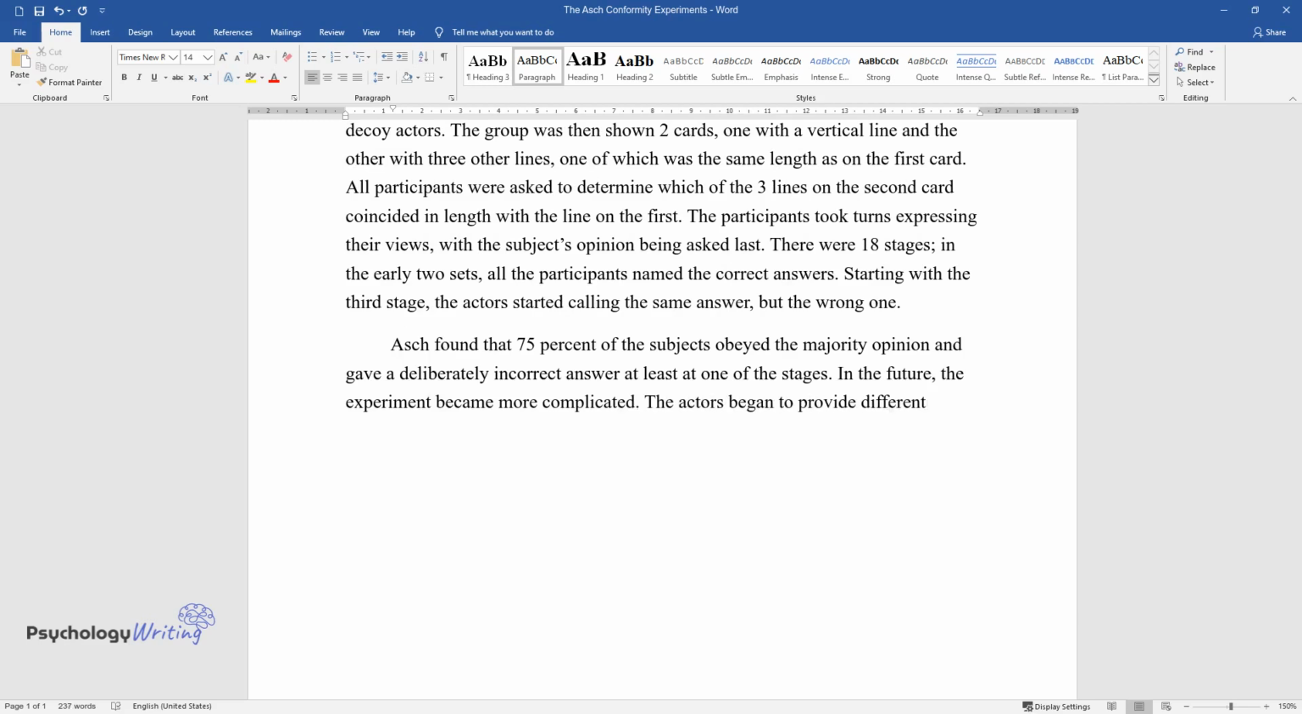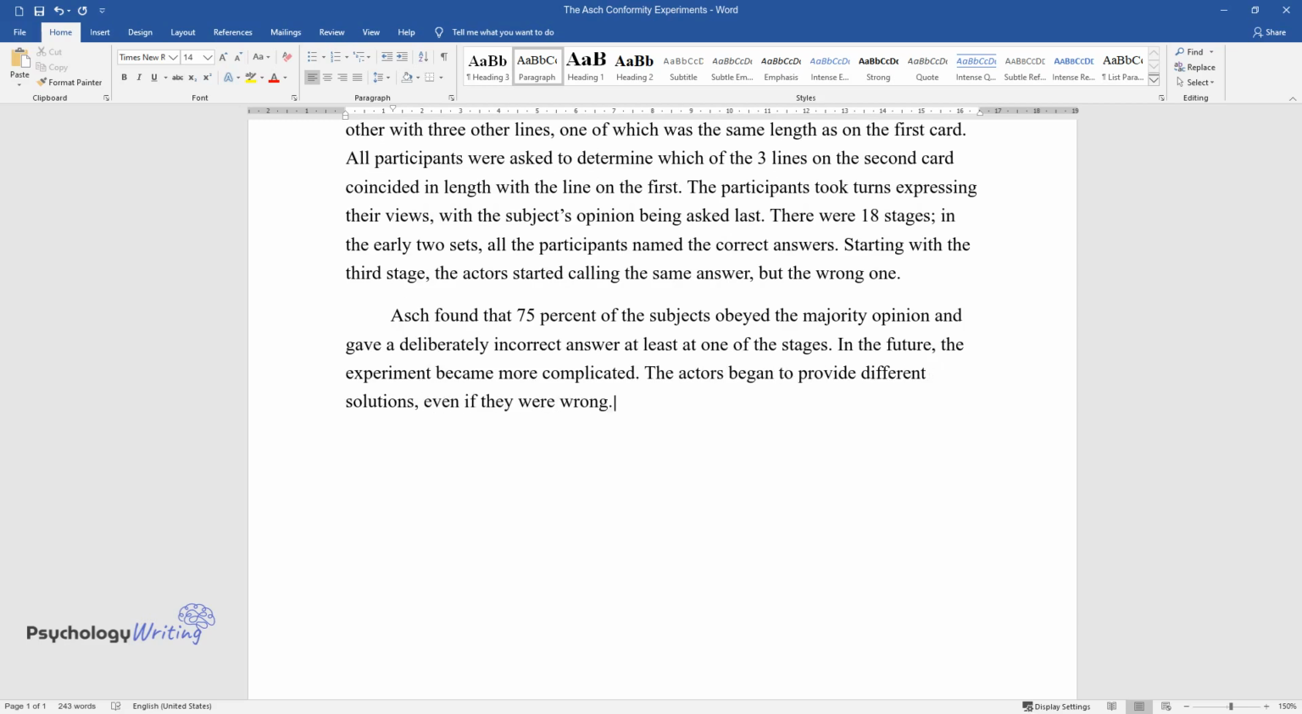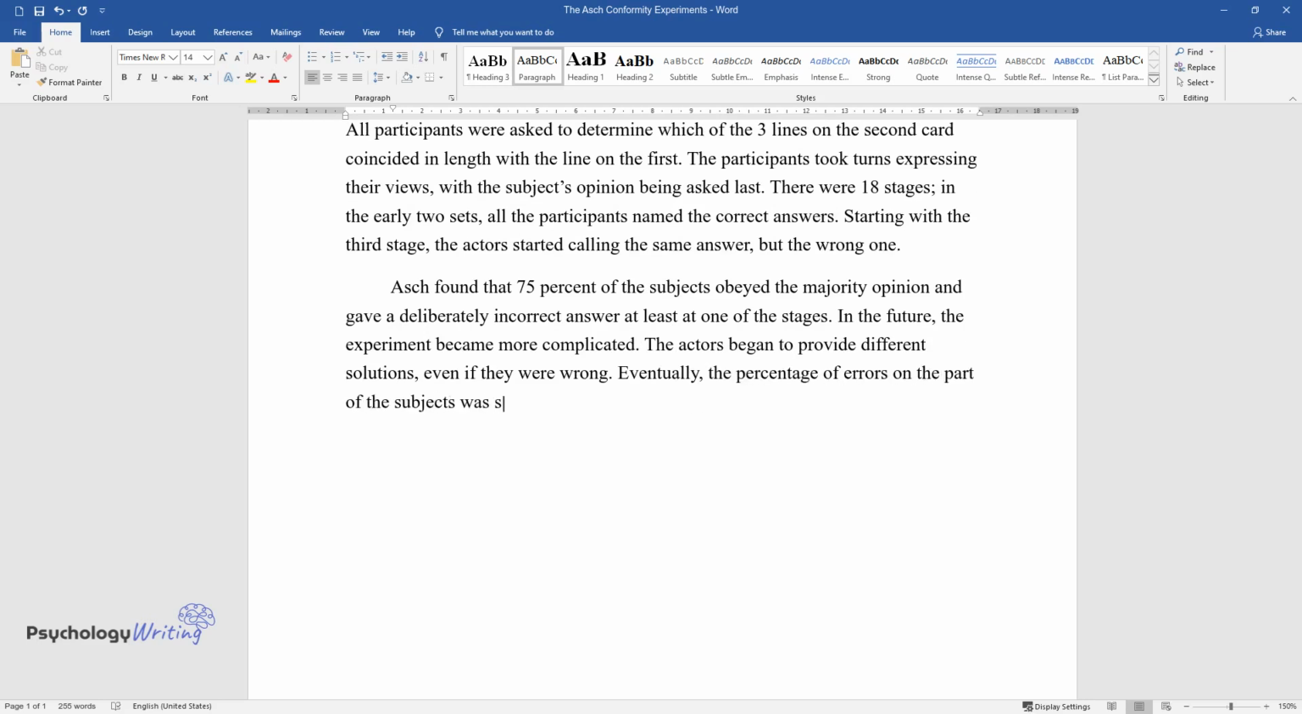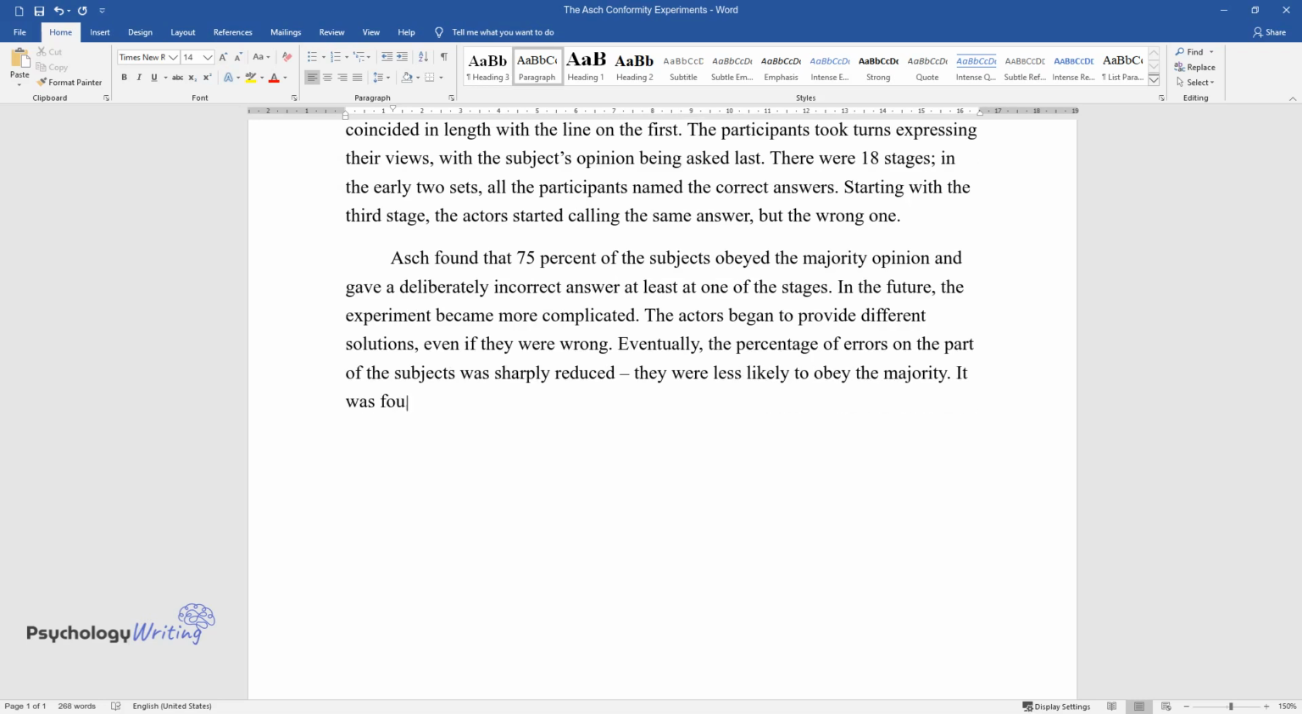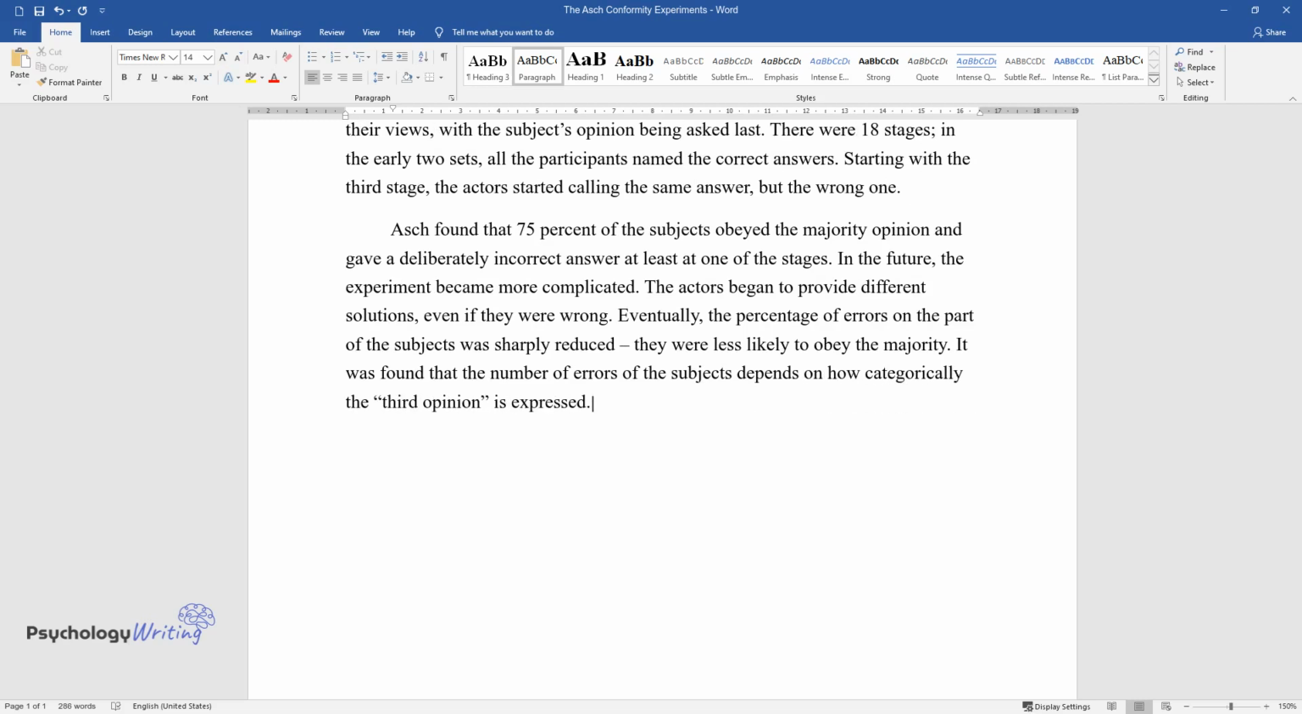The actors began to provide different solutions, even if they were wrong. Eventually, the percentage of errors on the part of the subjects was sharply reduced. They were less likely to obey the majority. It was found that the number of errors of the subjects depends on how categorically the third opinion is expressed.